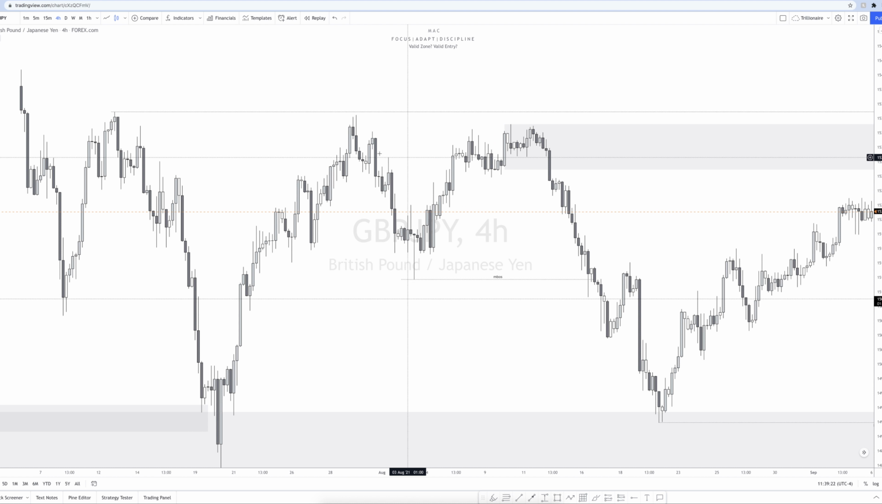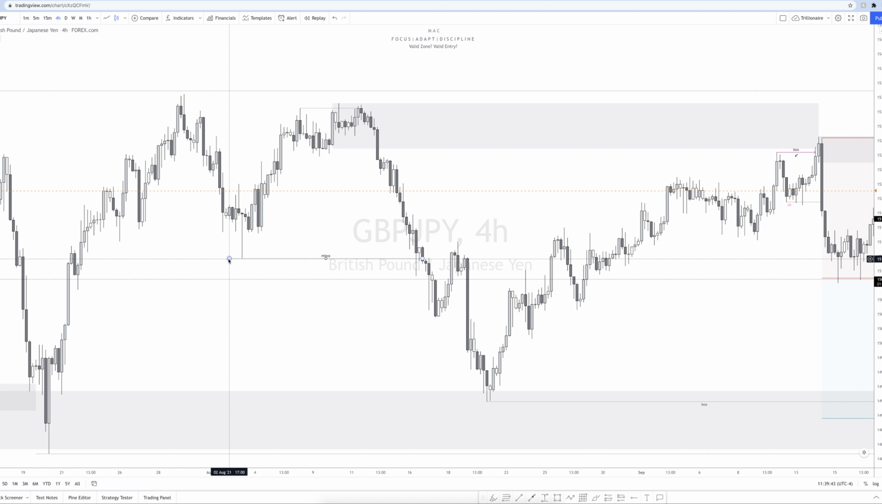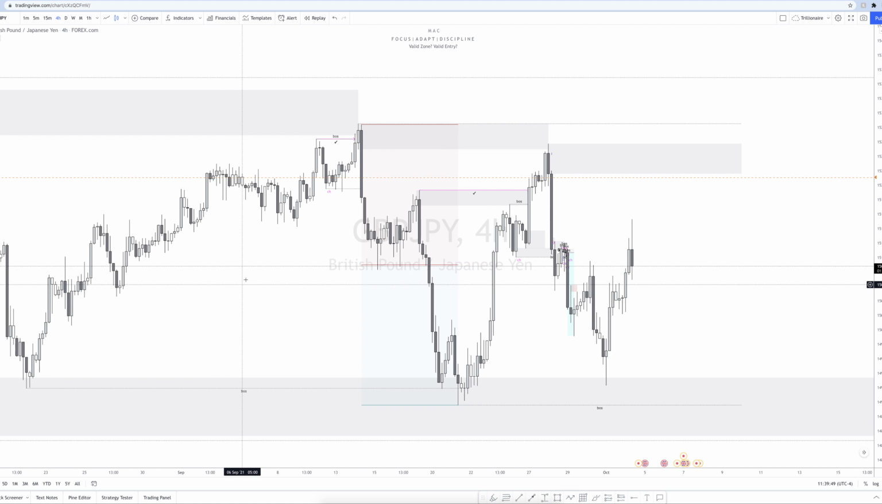In this case, same exact thing. We swept liquidity with this push to the upside. We mitigated this area here that was responsible for breaking. We didn't really break major structure, but we did break this minor structure here. And then we broke structure to the downside once again. So these areas are very, very important.